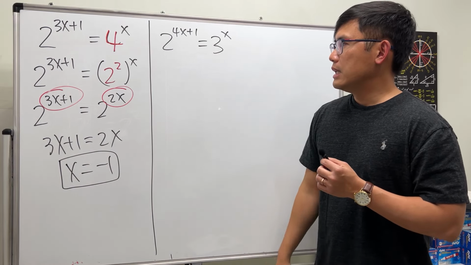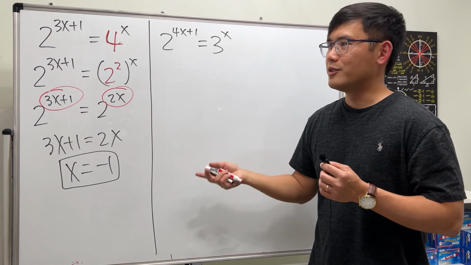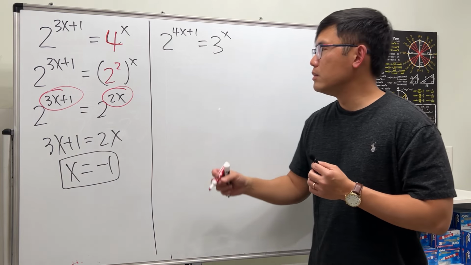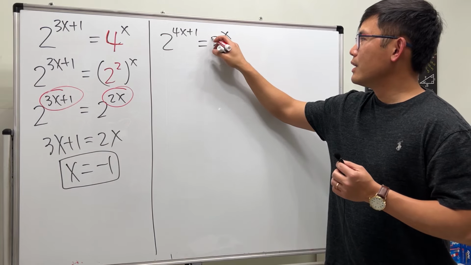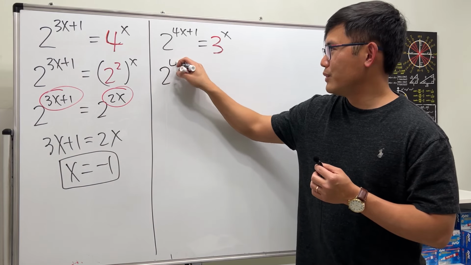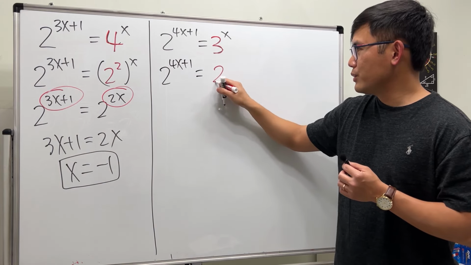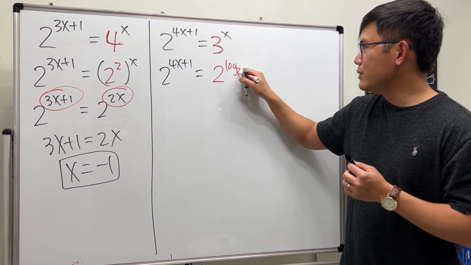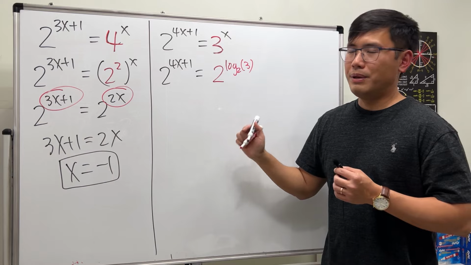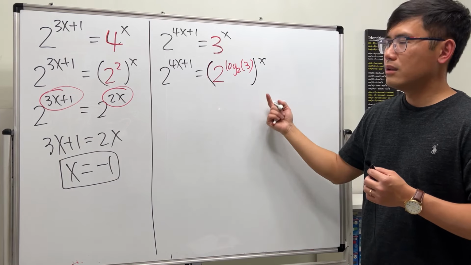Now, for this, unfortunately, we cannot do that anymore. We cannot write 3 as 2 to the whatever power. You could. Why not? I just remembered the why not. Ready? On the left hand side, I'll keep it 2 to the 4x plus 1. But on the right hand side, ready? I'm going to write 3 as 2 to the log base 2 of 3. Look, this and that will cancel, we will still get the 3 back. And then we raise this to the x power. How's that? Of course it's okay.